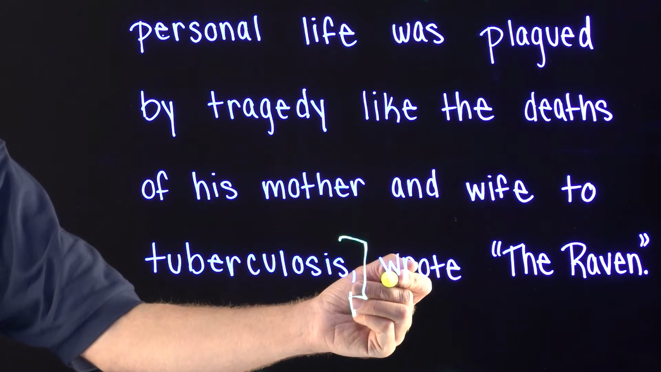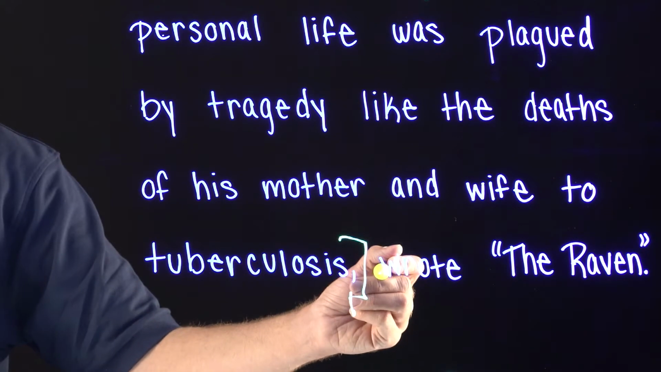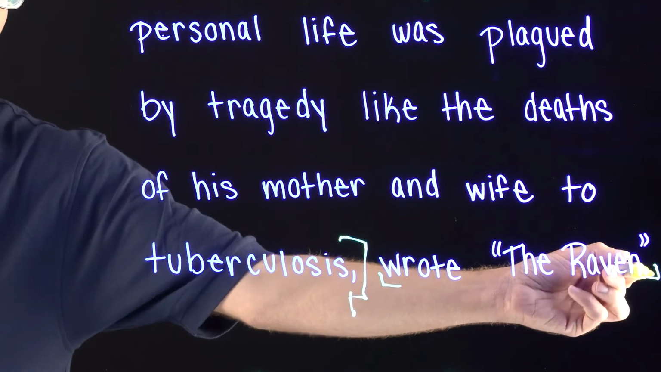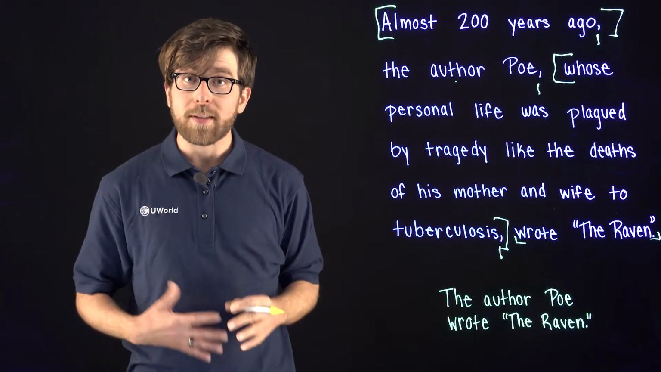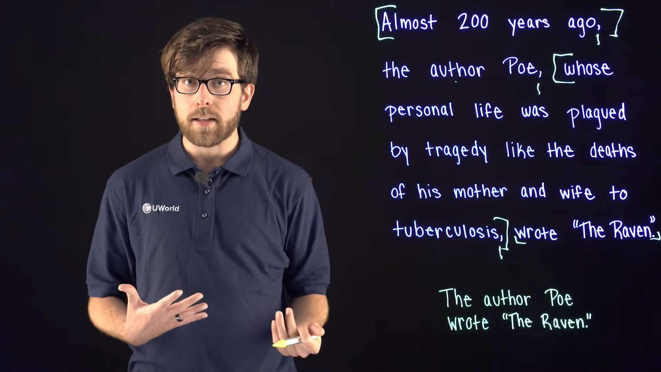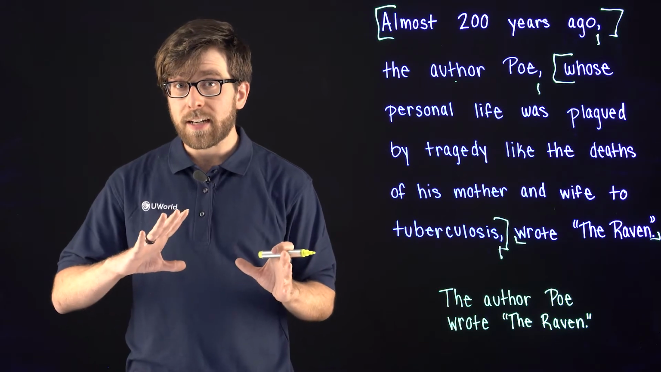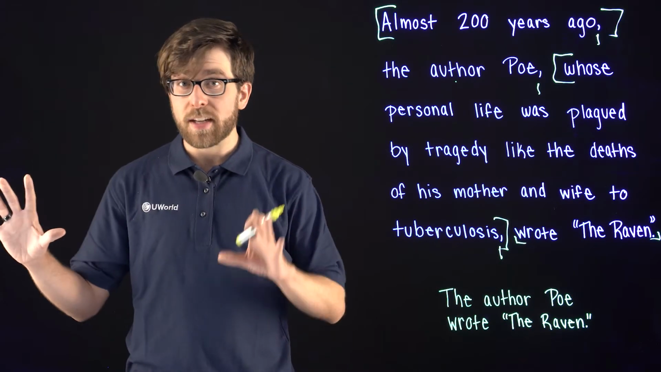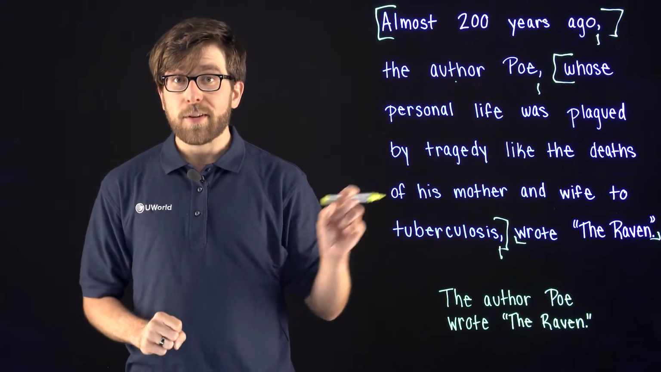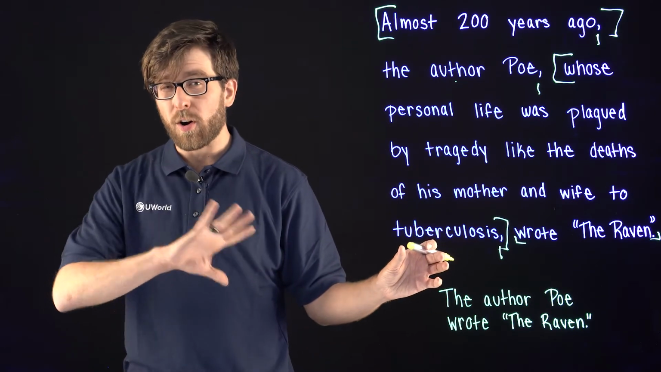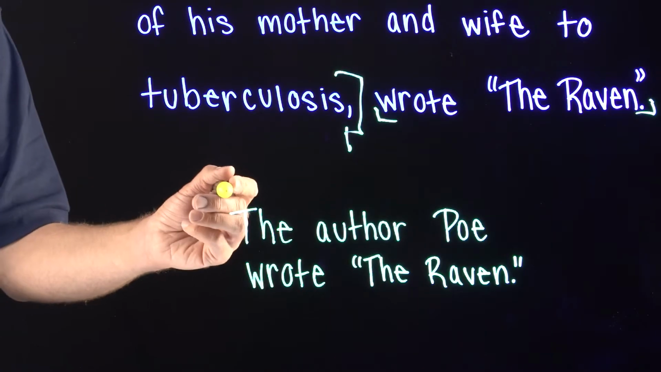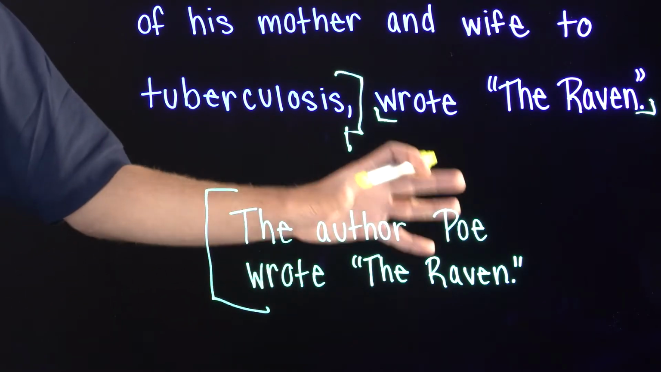All we've got here left over is wrote the Raven. And so it's probably pretty clear from the word wrote there that this is the verb, this is the thing that is being done in the sentence. And so since we already identified before that we need a subject and a verb to make a complete sentence, if we take that subject and verb that we isolated and ignore all the other descriptive information, all we have left at the bottom is the author Poe wrote the Raven.